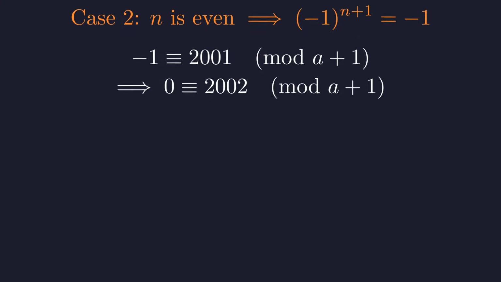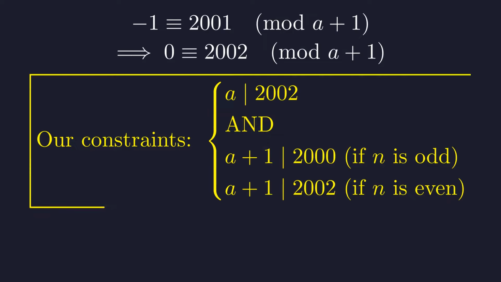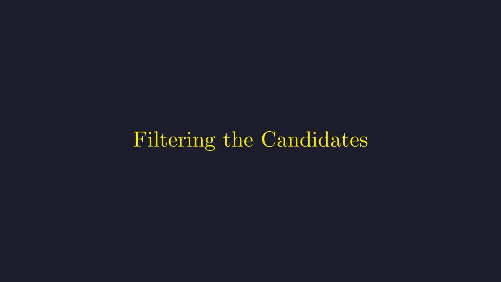These conditions are extremely restrictive. We've turned an infinite problem into a finite checklist. Now, we systematically check which values from our constraint list actually work.